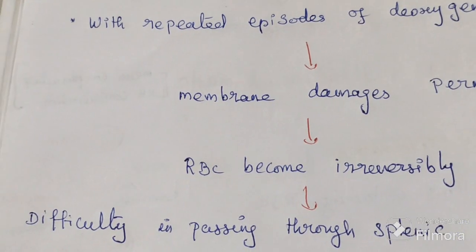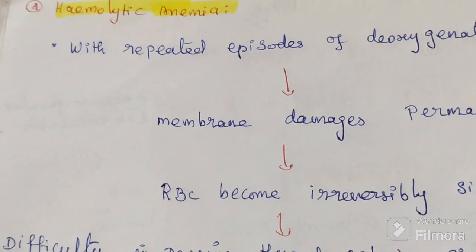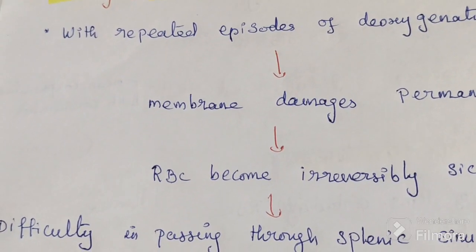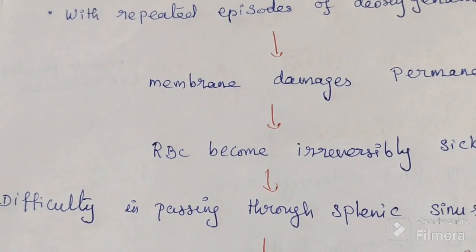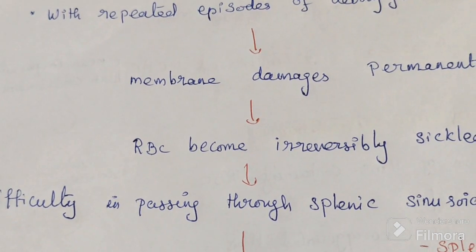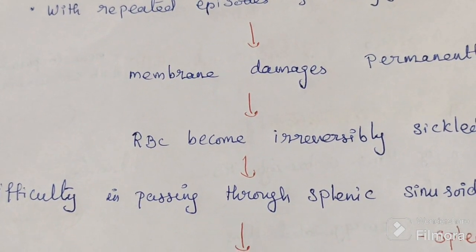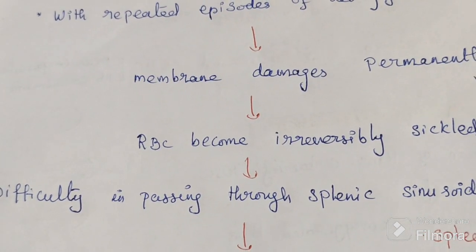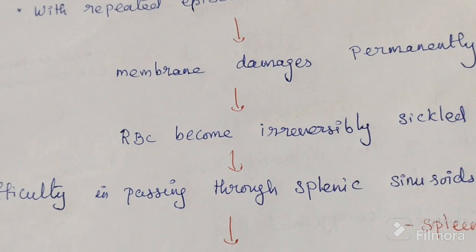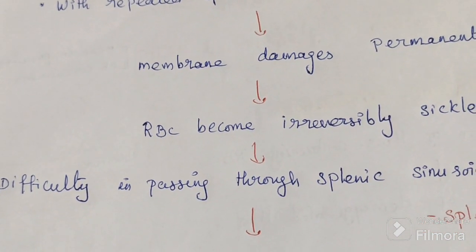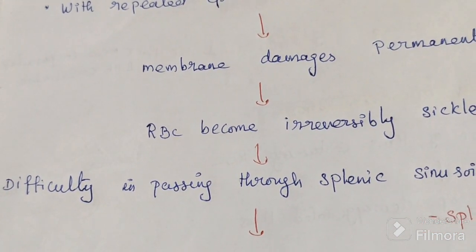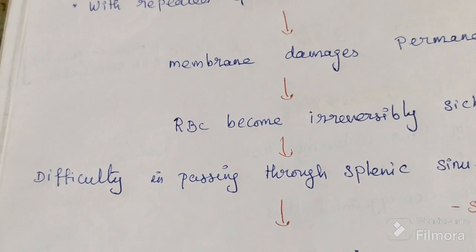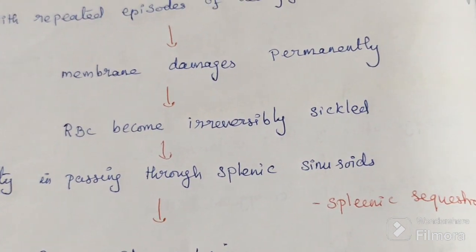So the second condition, hemolytic anemia, with repeated episodes of deoxygenation, sickling again and again. During the oxygenated state it is normal, but during the deoxygenated state it is sickle shaped. Due to repeated episodes of this again and again, the membrane is damaged permanently and the RBC becomes sickle shaped permanently.